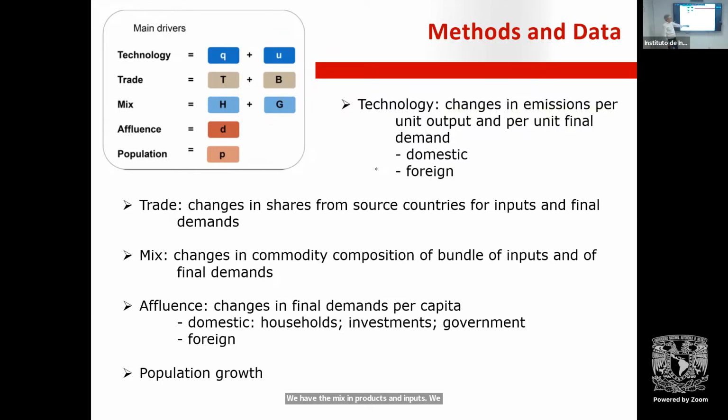At some stage, we're also going to split the technology, the changes in emissions per unit of output, the emission coefficients, into domestic and foreign. And for trade, we look at the shares from the source countries for inputs and final demands. Mix, what we said, is the composition of the bundle of inputs and final demands. Affluence is changes in not only household consumption, but final demands per capita. I'm going to split them later into households, investments, governments, and all other foreign components. And of course, population here.